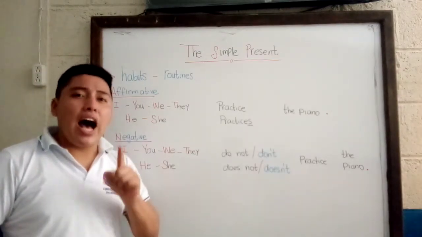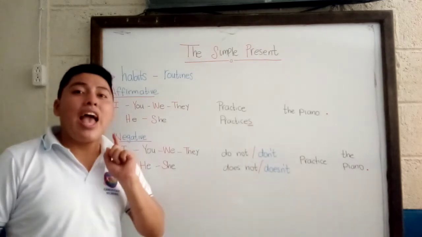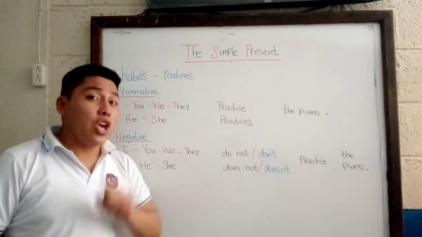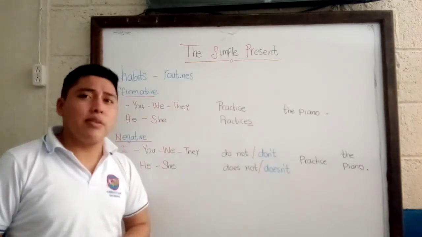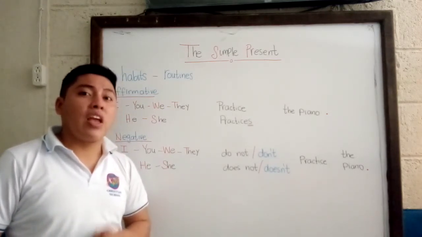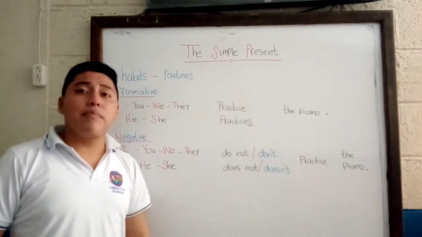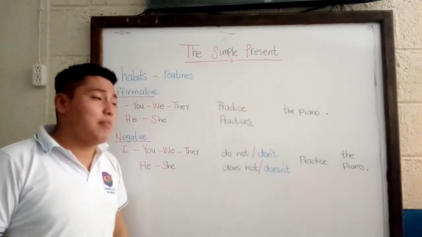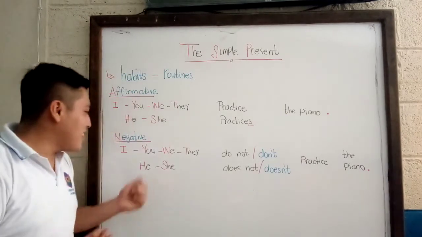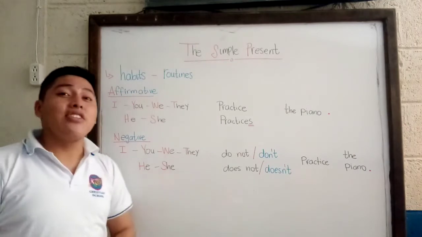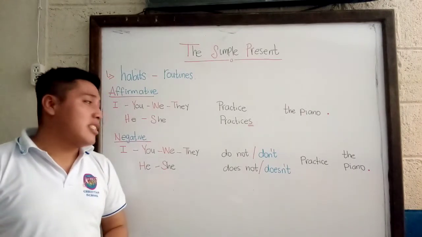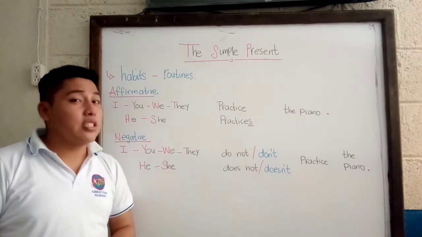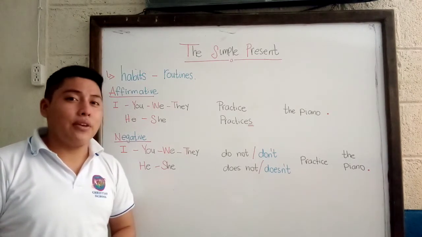Repeat after me. We're going to use here the contraction. Okay, I don't practice the piano. You don't practice the piano. We don't practice the piano. They don't practice the piano. Very good. Okay, so now let's continue with he and she. He doesn't practice the piano. She doesn't practice the piano.